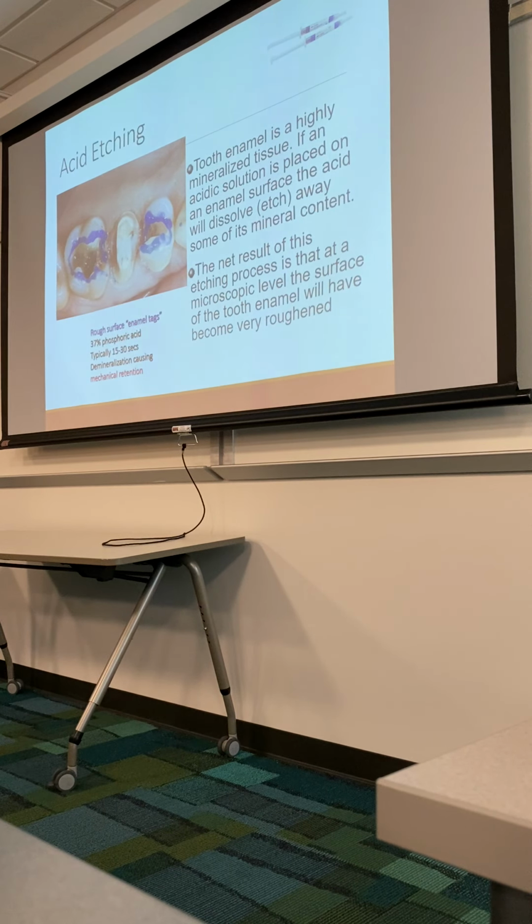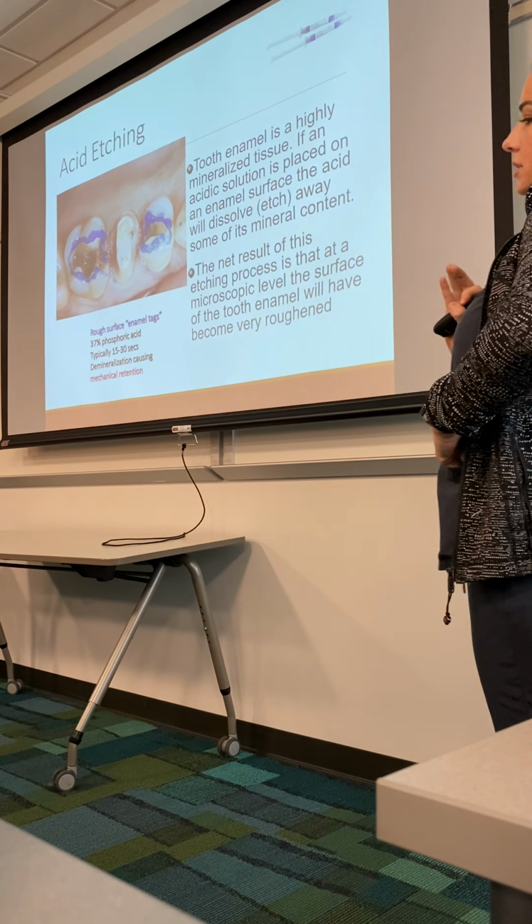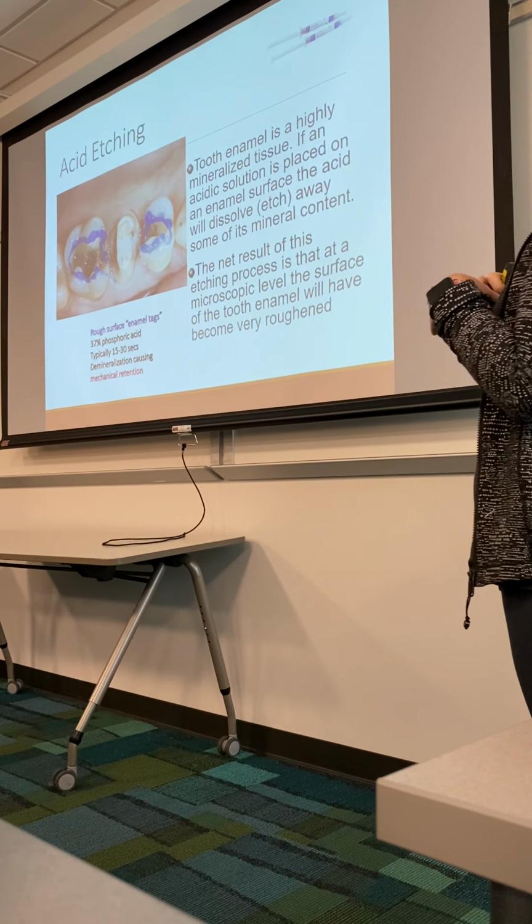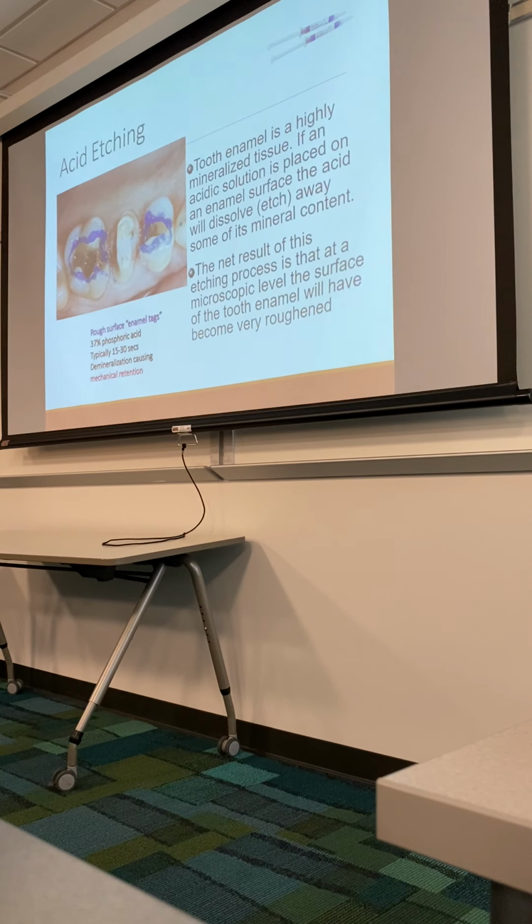So let's talk about etching. This is what we're going to do today. So your tooth enamel, as you know, is highly mineralized. So if we put an acidic solution on it, it's going to open up these tubules. It's also going to dissolve away just a little bit, not a lot, don't freak out, but it allows the material to get into those tubules easier, okay? Because you need a certain depth as well. So we call them enamel tags.